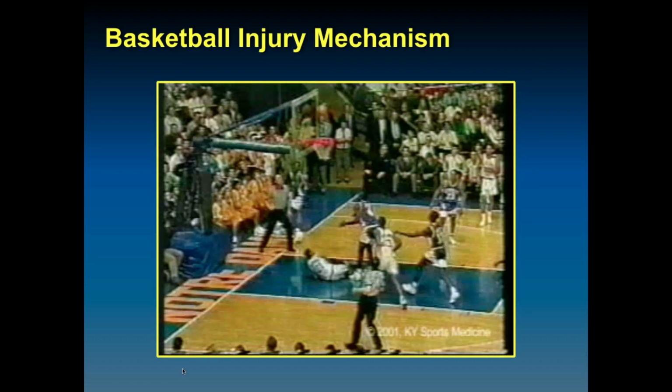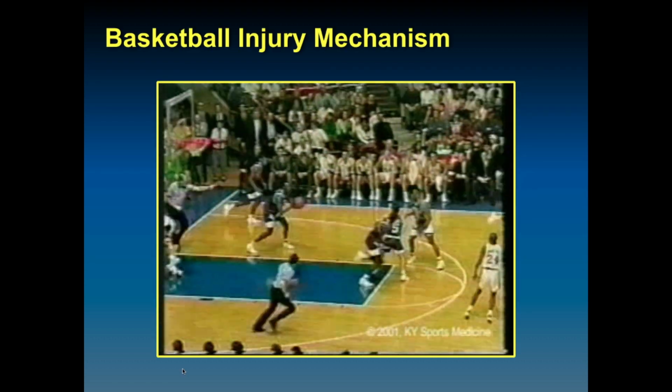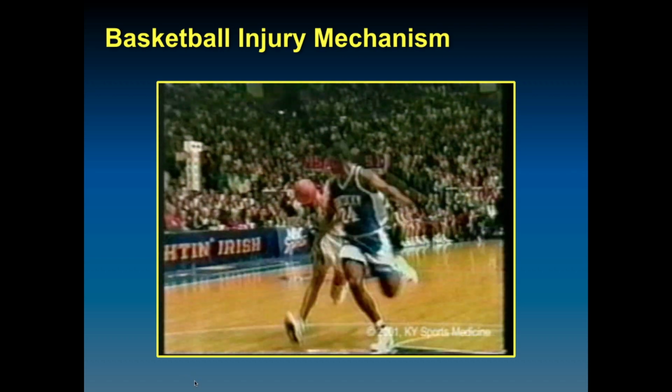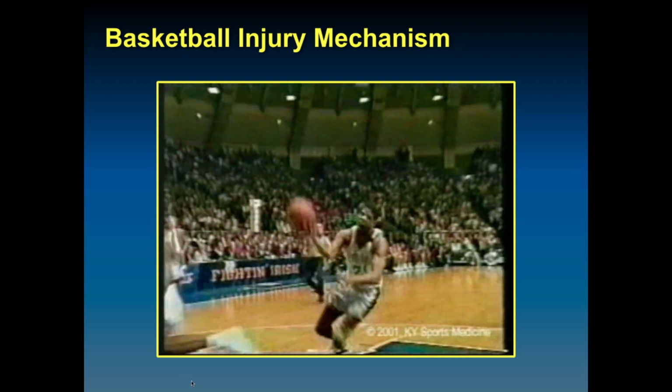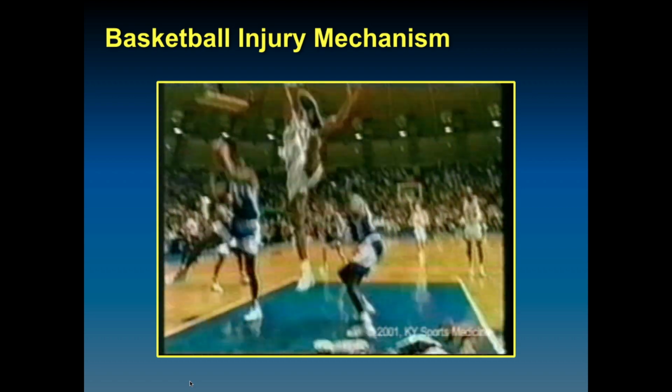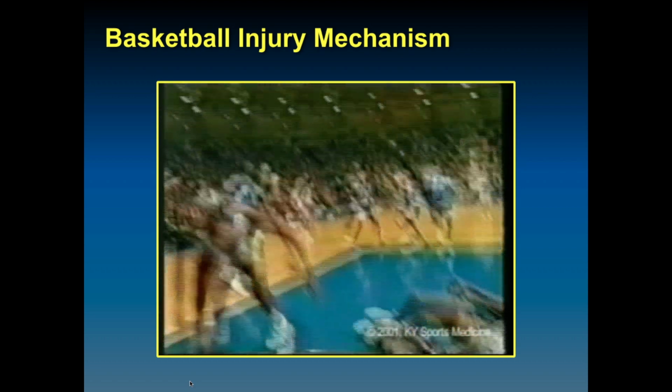This individual injures his right ankle driving for the basket. You can see how quickly this occurs. Classic mechanism, severe lateral ankle sprain. He's not very happy because no foul was called.